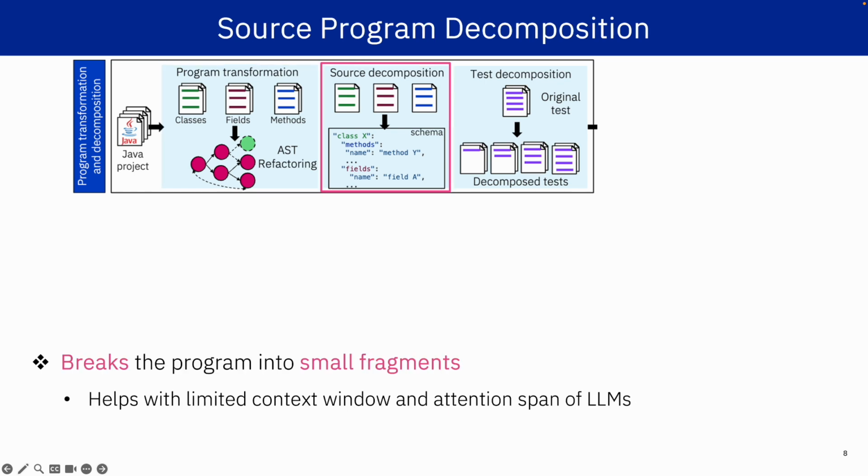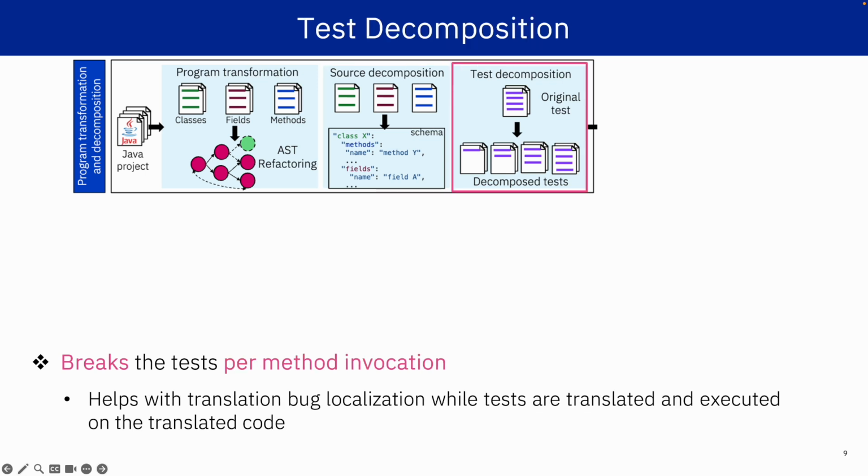Second, AlphaTrans breaks the repository level code into smaller fragments in order to address the limited context window of small open source models. Finally, it also decomposes the tests as well in order to make sure that the bugs can be localized easily by executing tests in a certain order.